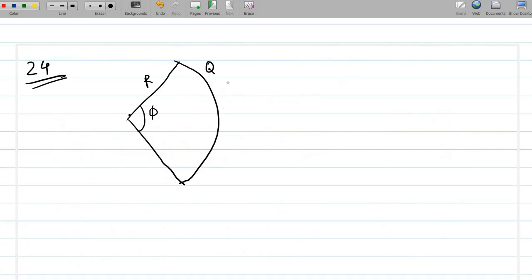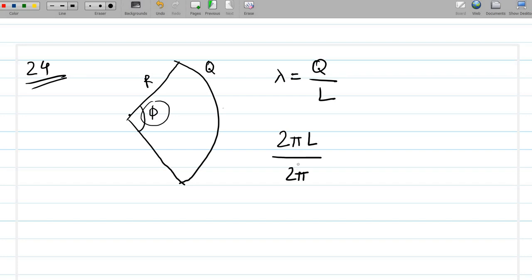Alright, so as we have discussed before, Q, phi, and R have been given. So now lambda is equal to Q divided by length. So what is the length? Well, we know if it were a circle, then it would be 2 pi r, that would be L, but it's not. It only encompasses 120 degrees, which is phi. So 2 pi, L divided by the angle, which is 2 pi. This ratio would be the same for any circumference, any partial arc, and the angle it encloses at the center.